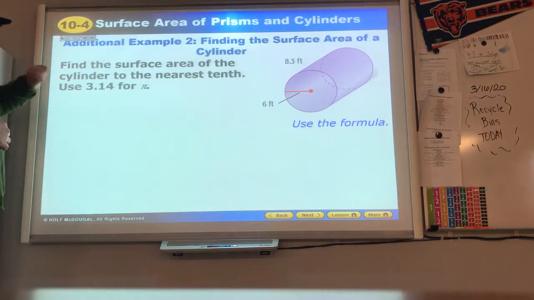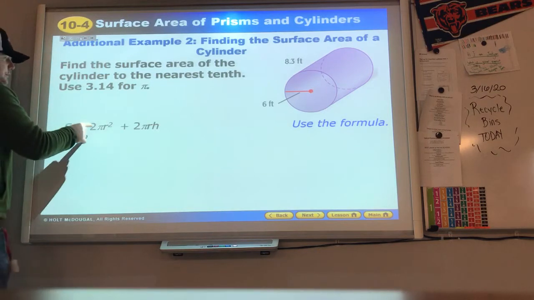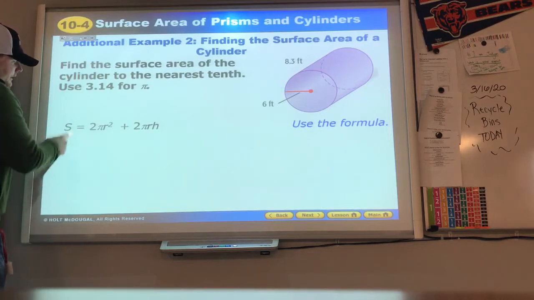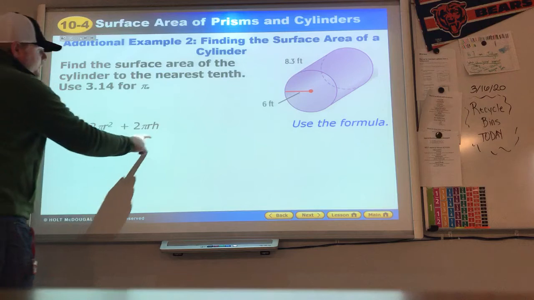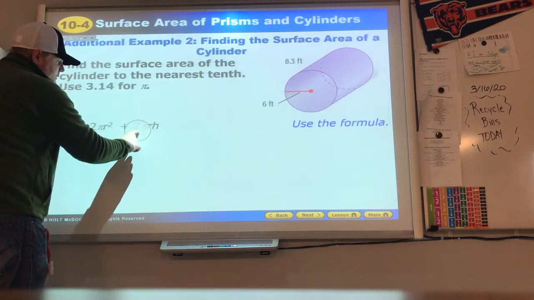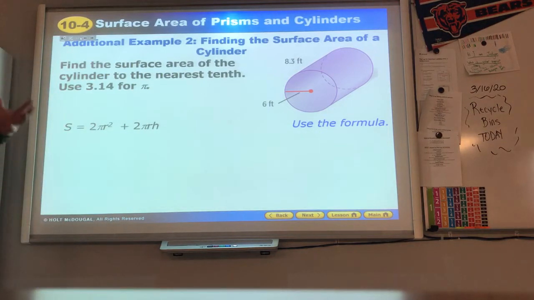All right, use the formula. They put it all out here. 2 times pi r squared. This is area. This 2 is here because there's two circles. This is circumference. The 2 pi r, that's circumference. And then times the height. You literally have to plug numbers in and then do the math.